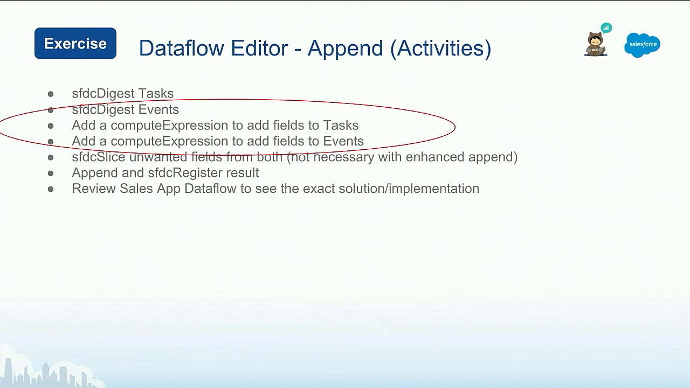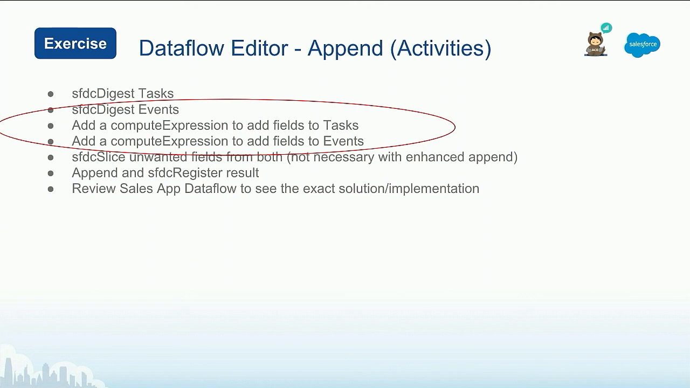Let's take a look at the append transformation. Now, a very common use case or ask is creating a data set about activities. That pretty much involves reading tasks and reading events. Those are two objects. Then using compute expression to add some fields to tasks and events so that when we append them together, we get the activities data set.